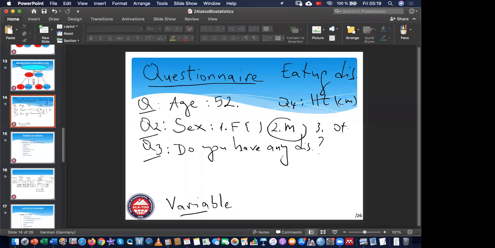Which kind of disease is it? Types of disease. Is this ordinal or nominal? Sir, it's nominal. It is not in increasing or decreasing order. It's not ordinal. I need an ordinal example.